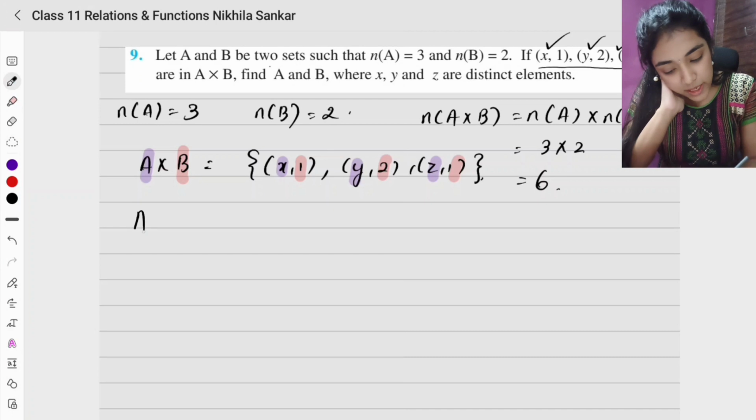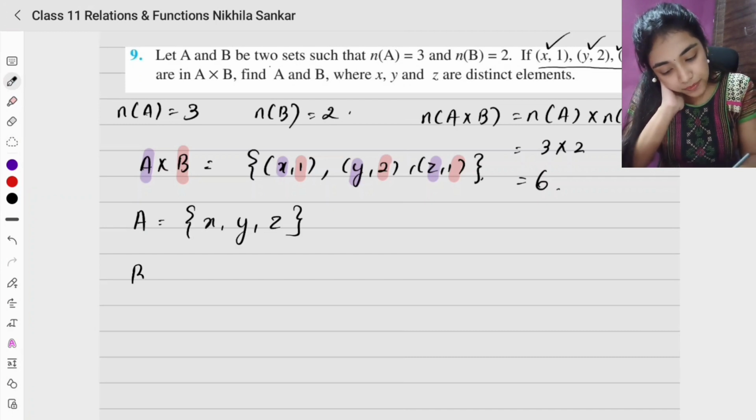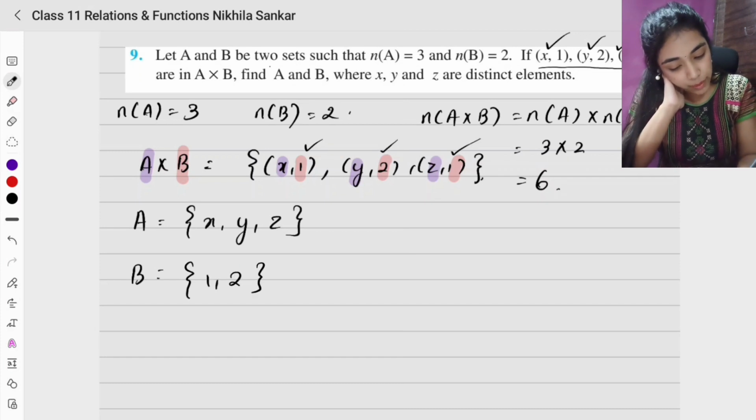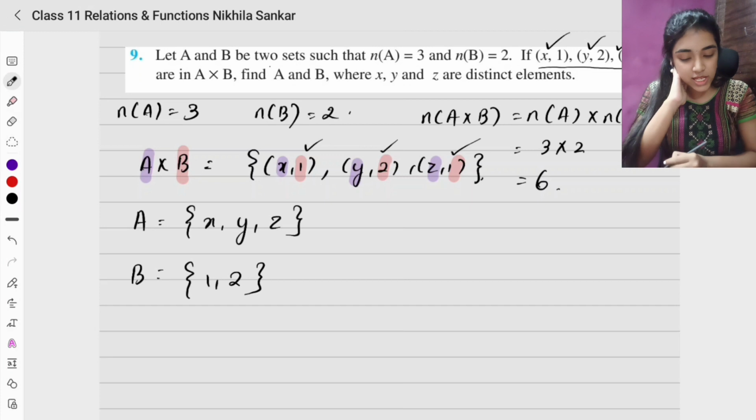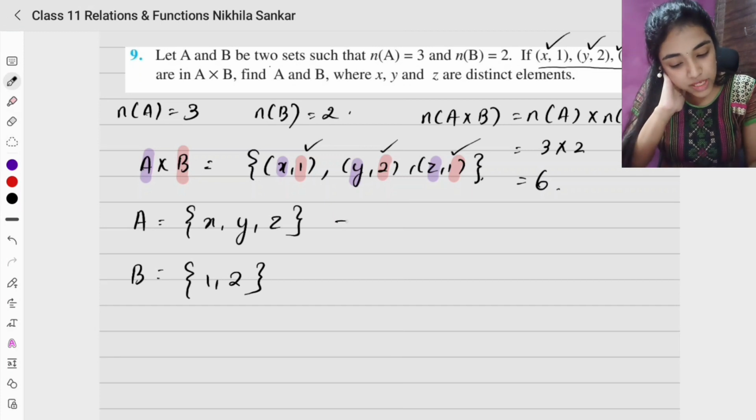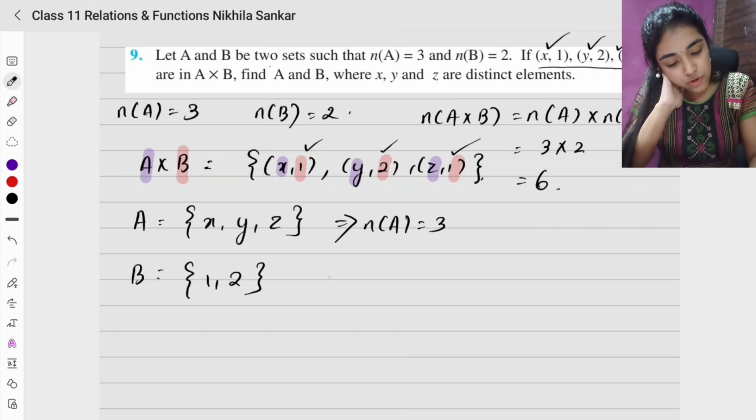Now, I am going to write A will have x, y and z. B will have 1, 2, 1. So, you need to write it without repetition. So, I am going to write 1 only once. So, I have 1, 2. So, the number of elements in A, it is going to be x, y, z, which is going to be 3. So, this is true. And the number of elements of B is also 2.